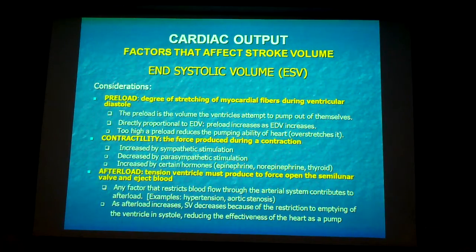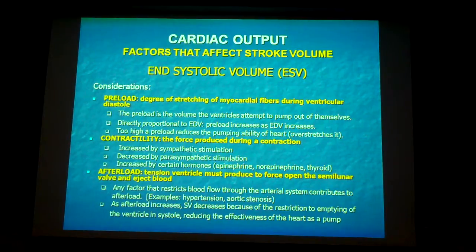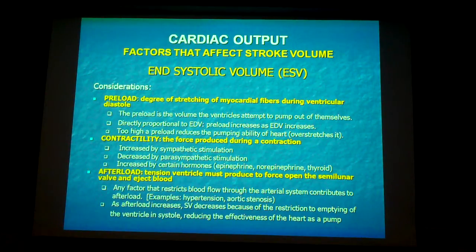All right, so that was end diastolic volume. Here are some factors that affect end systolic volume. Think back on our diagram. End diastolic volume is up here, the heart beats, we move blood out of the heart, and we've got end systolic volume down here.